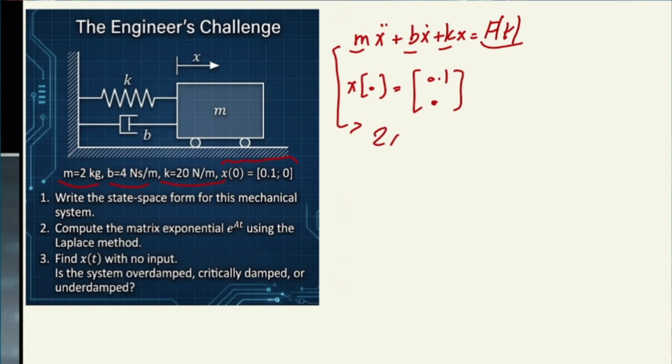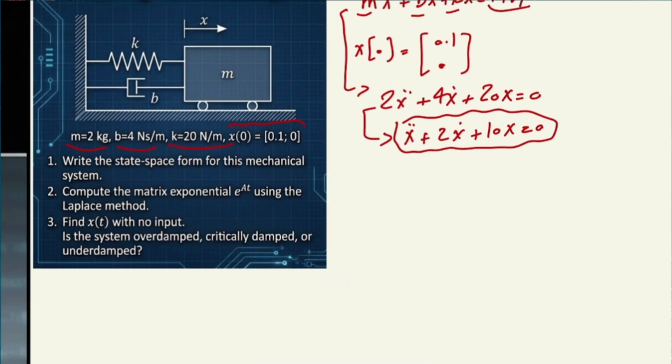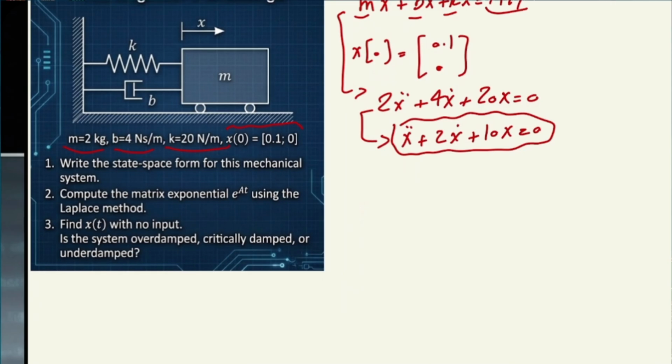So it would be 2x'' plus 4x' plus 20x equals 0. As you can see, I can factor out a 2 over here, so it would be x'' plus 2x' plus 10x equals 0. So this is my equation, and right now I would like to use the method in order to find what? To find x(t) and e to the power of A t.